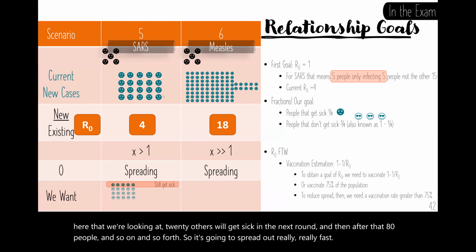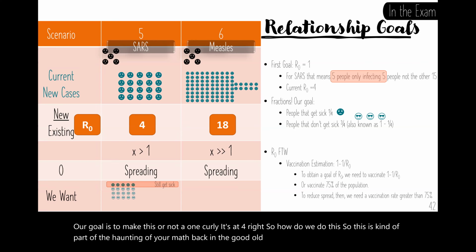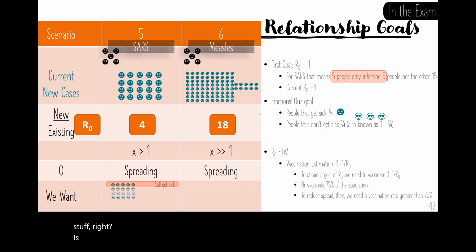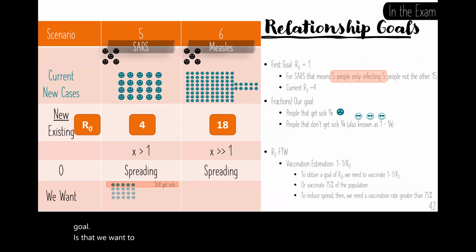Now, our goal is to make this R naught a 1. Currently, it's at a 4, right? So how do we do this? This is part of the haunting of your math back in the good old days of taking trig and all that good stuff, right? The formula that I give you gives us an estimate of how many people get sick. So our goal is that we want to reduce that R naught to 1.